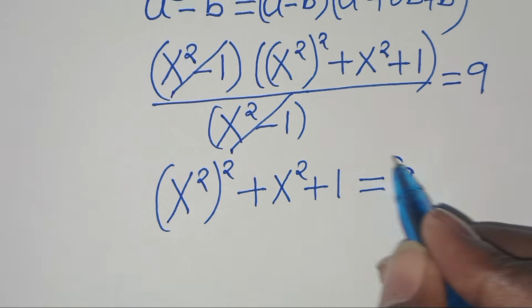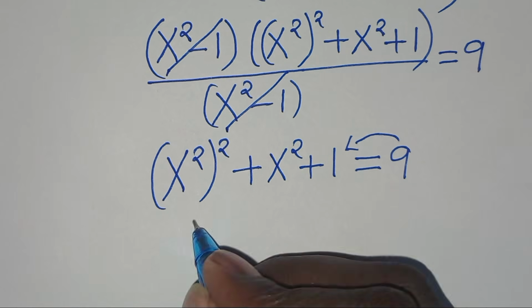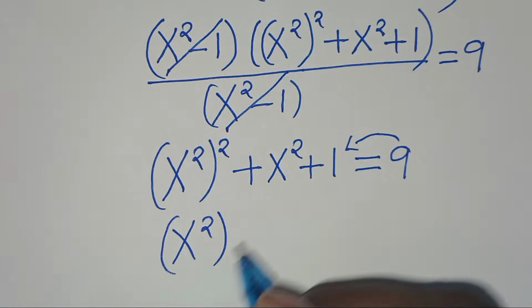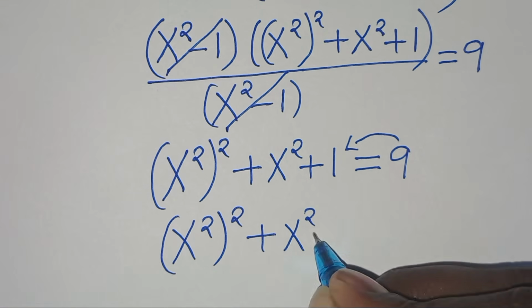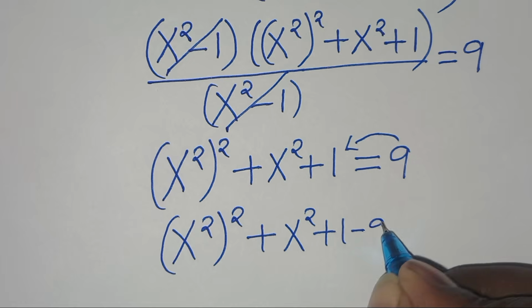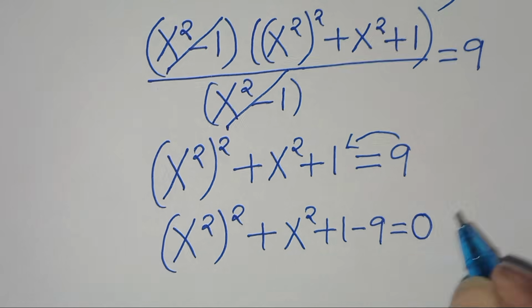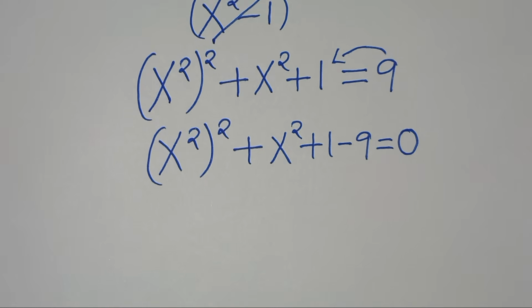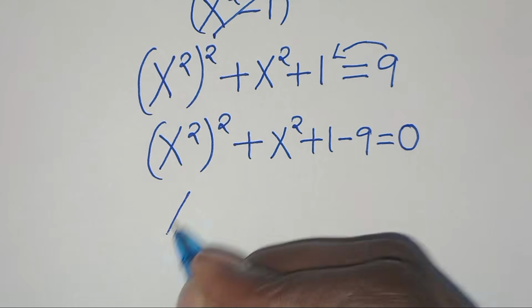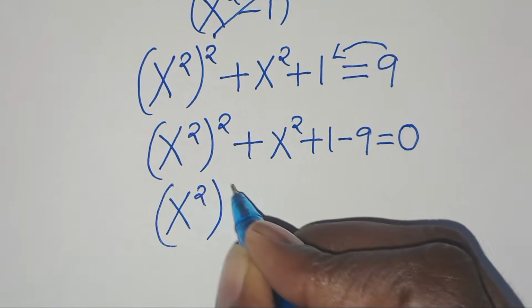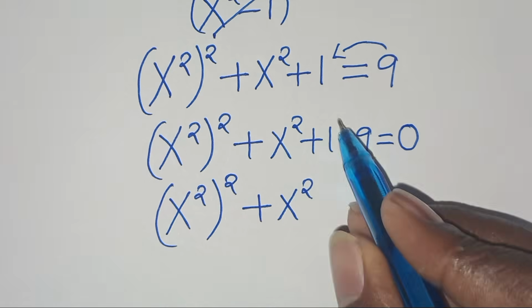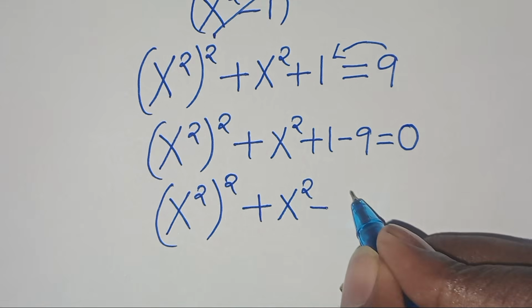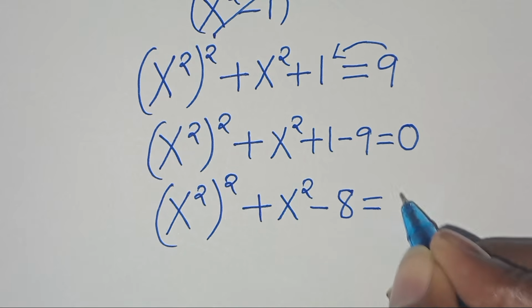Now let's take 9 on the left hand side, so that we have x to the power of 2 raised to the power of 2, then plus x to the power of 2, then plus 1 minus 9. This is equal to 0. So this is x to the power of 2 raised to the power of 2, then plus x squared plus 1 minus 9. This is minus 8, and this is equal to 0.